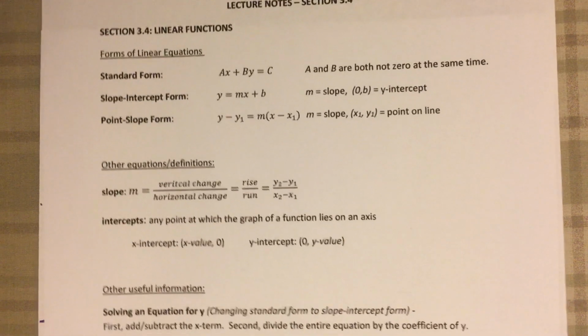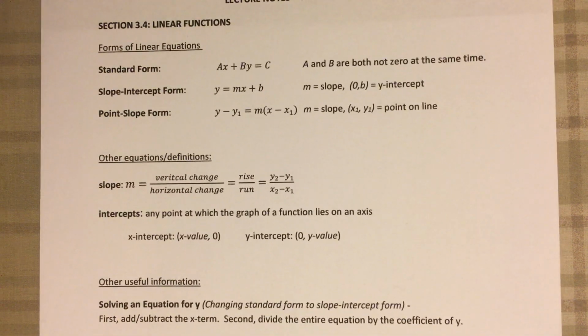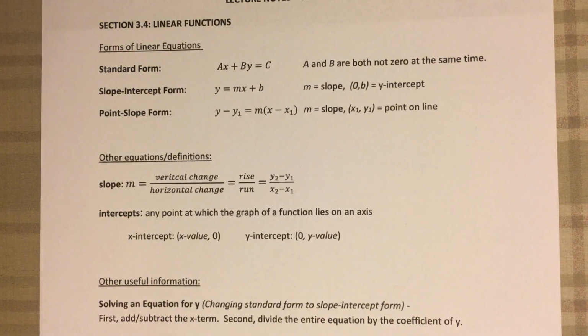Right. Our other equations and definitions, our slope, right, is our vertical change over our horizontal change, our rise over run. It's given by the formula y2 minus y1 over x2 minus x1.